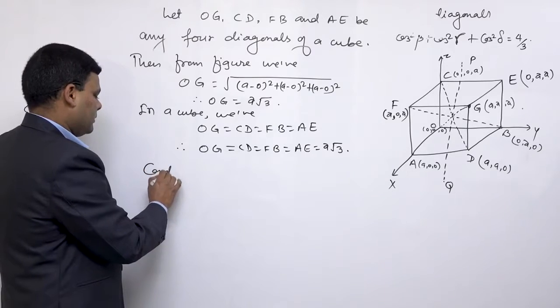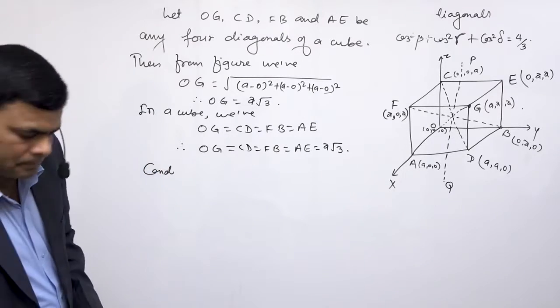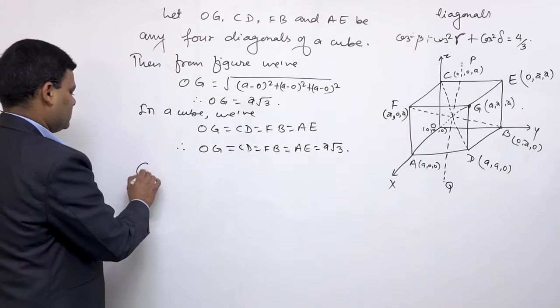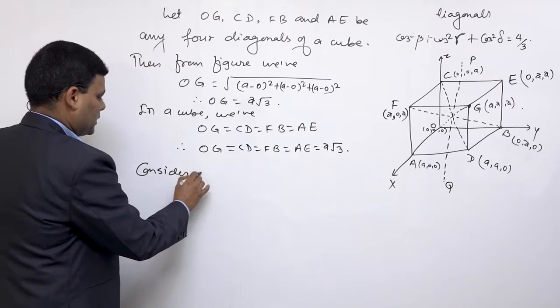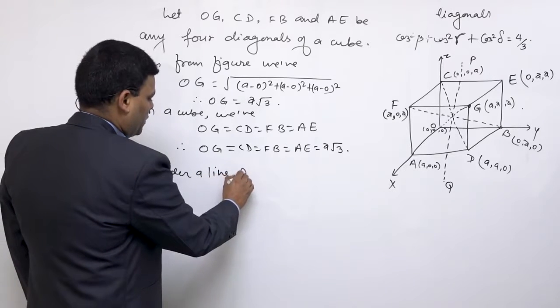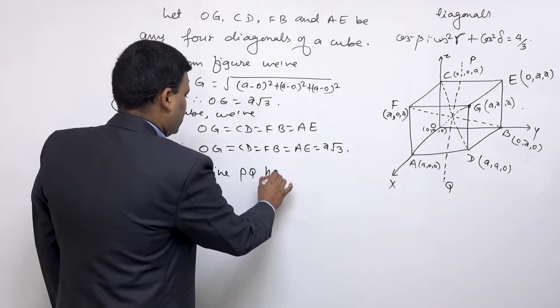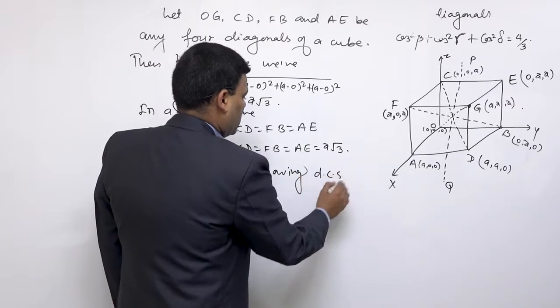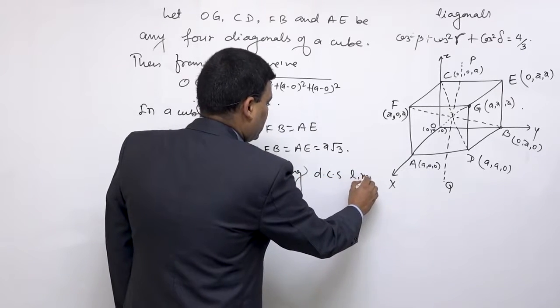Consider a line PQ having direction cosines l, m, n.